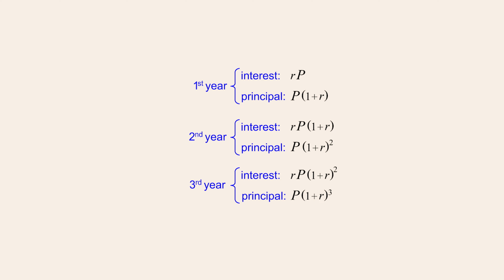So after one compounding period, the principal will be P times 1 plus R to the first power. After two compounding periods, the principal will be P times 1 plus R to the second power. And after three compounding periods, the principal will be P times 1 plus R to the third power.